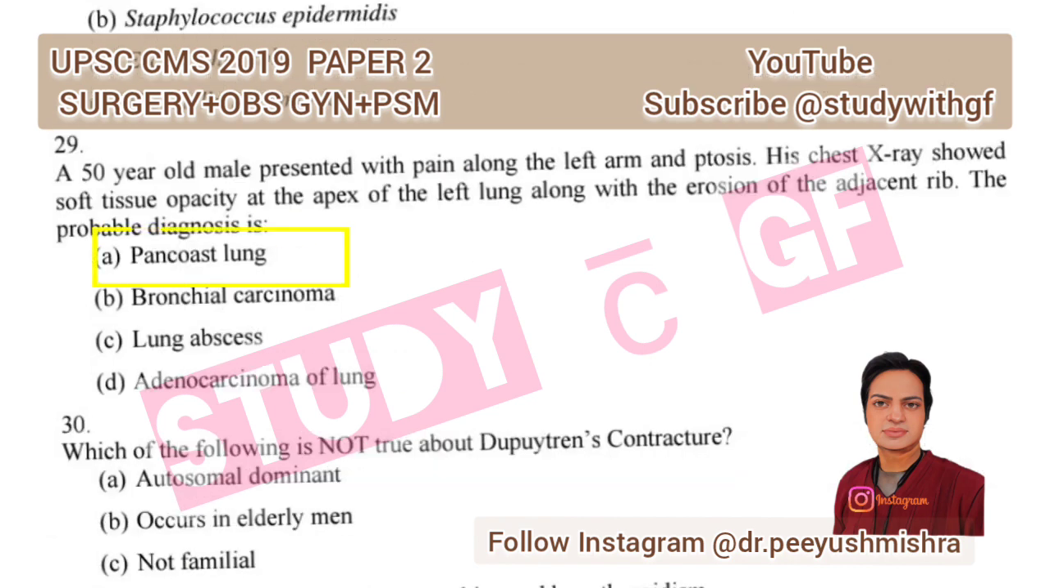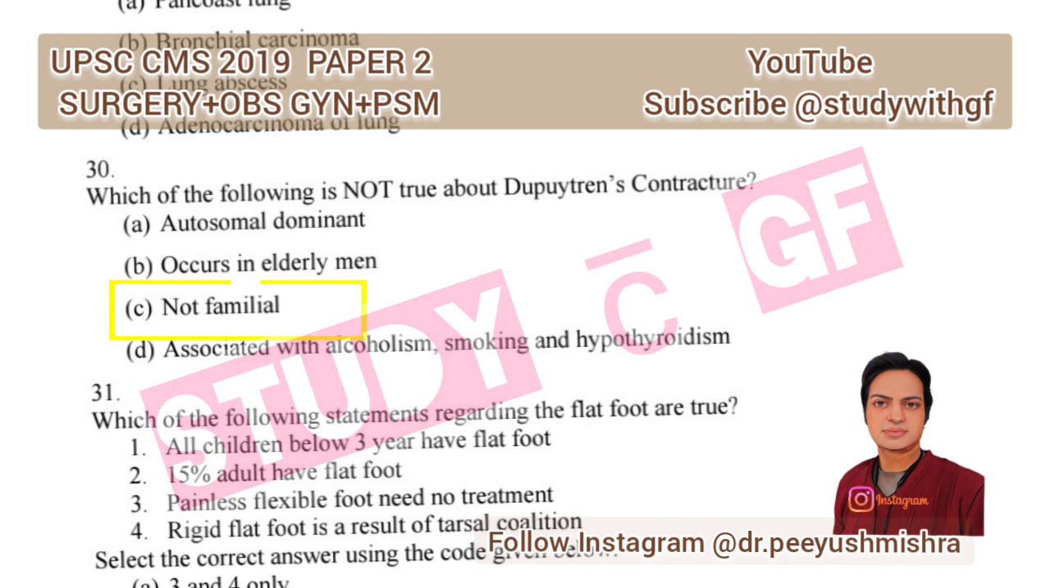A 50-year-old male presents with pain along the left arm and ptosis. His chest X-ray showed soft tissue opacity at the apex of left lung, along with the erosion of the adjacent rib. The probable diagnosis is Pancoast lung tumor. Which of the following is not true about Dupuytren contracture? Not familial.